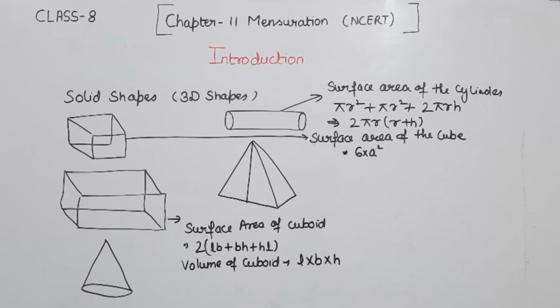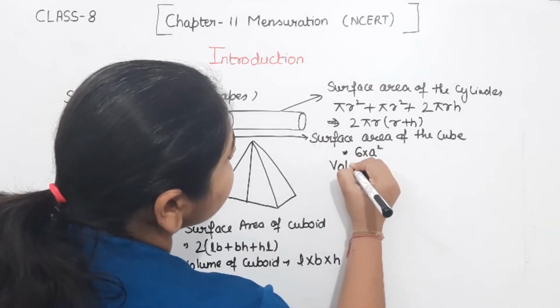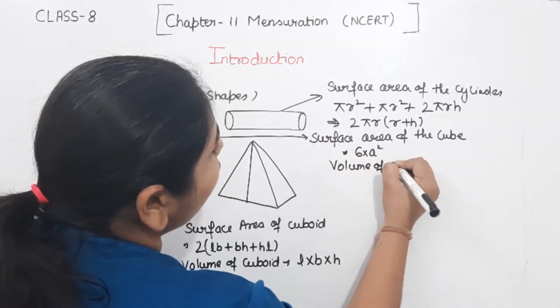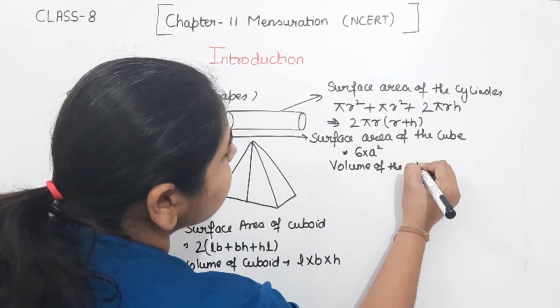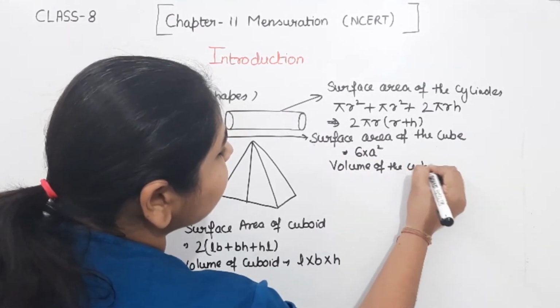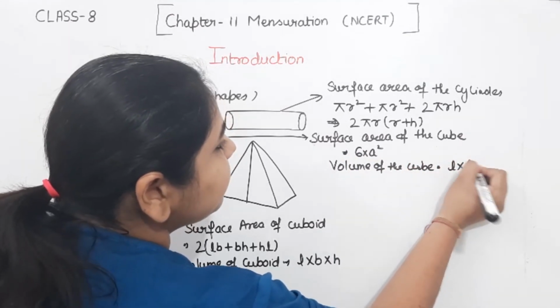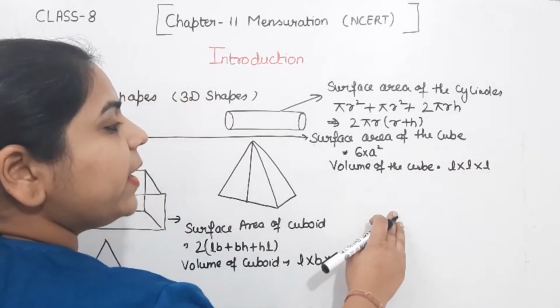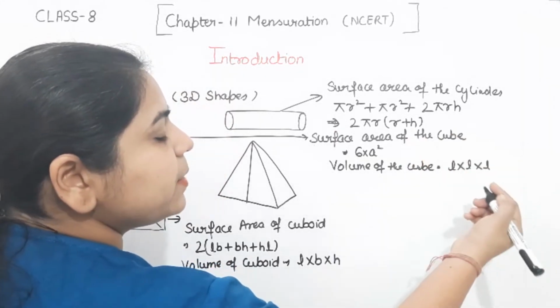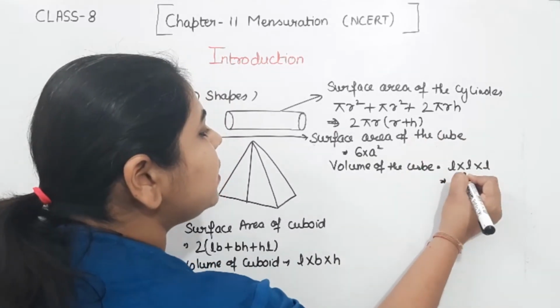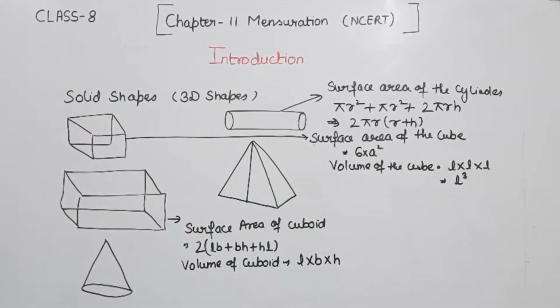Now comes the next one. Next one we are having is a cube. So we are going to write here the volume of the cube. This one is equal to L multiplied by L multiplied by L, or you can write it as side multiplied by side multiplied by side. So this is L to the power 3, that is side to the power 3. So this is the volume of the cube.